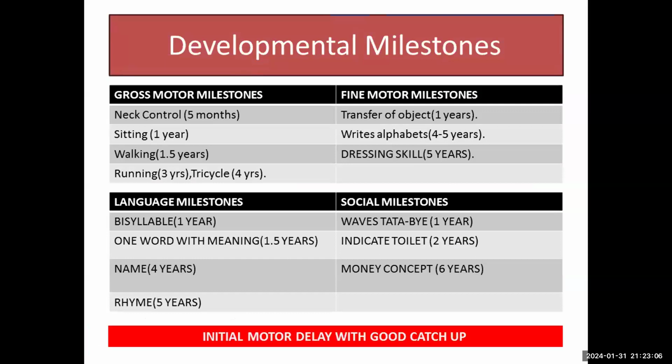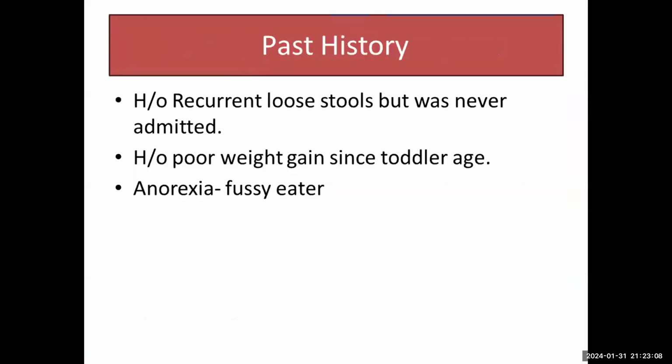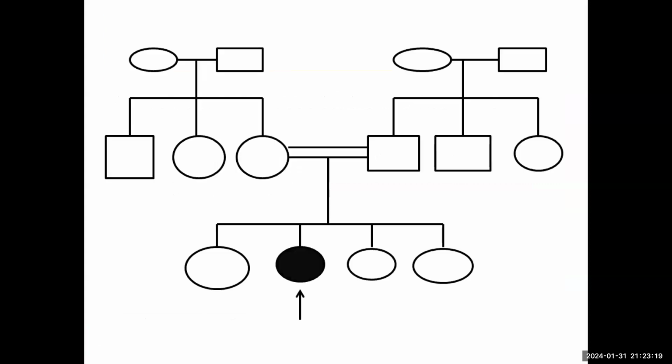Developmental milestones: there was an initial motor delay with good catch-up. Bowel history: there was a history of recurrent loose stool, but the child was never admitted to hospital. History of poor weight gain was there since the toddler age group, and there is also anorexia. This child was born out of a third-degree consanguineous marriage.